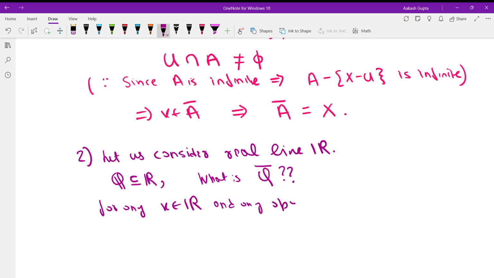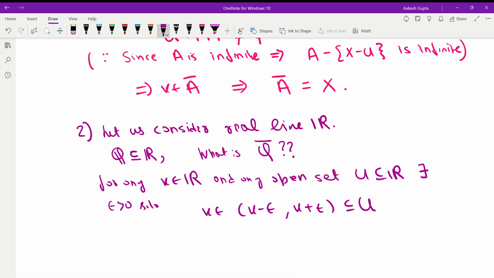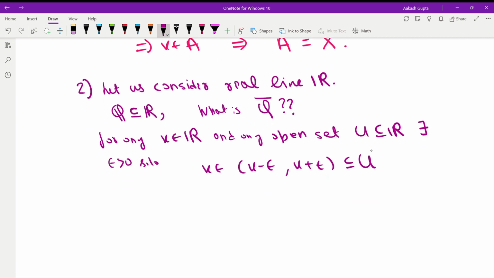Now, for any x in R and any open set U in R, there exists epsilon bigger than 0 such that x belongs to (x minus epsilon, x plus epsilon), which is inside U. Why? Because that is the metric topology we have. The open sets are precisely the sets defined in a metric space using the concept of interior points.